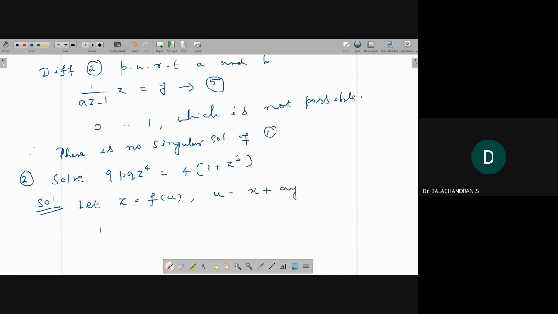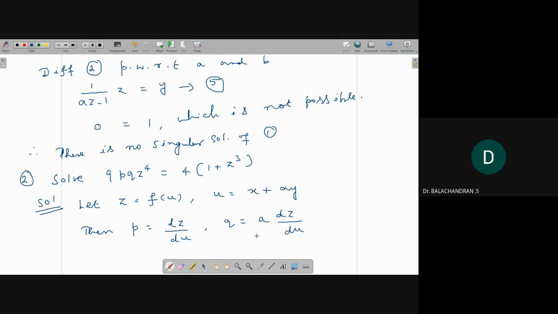Since I wrote p equal to something in the first problem, directly now you can write it. What is the value of p we obtained in the previous problem? Dou z by dou u. Originally it is dz by du. So directly I will write p equal to dz by du, and q equal to a into dz by du.